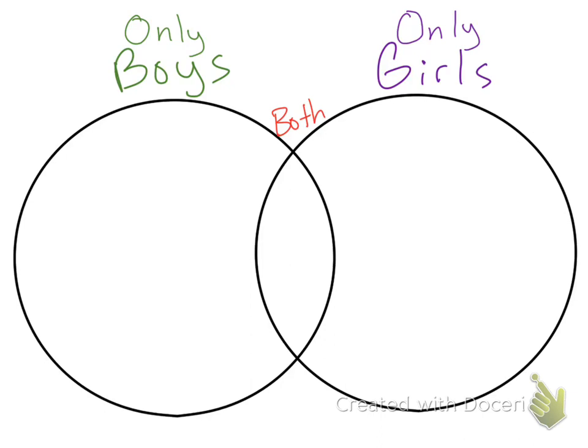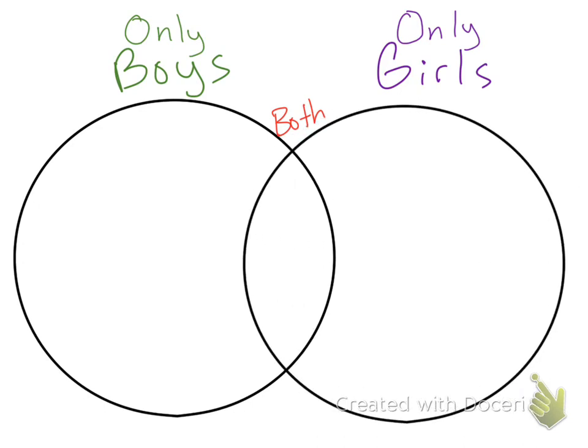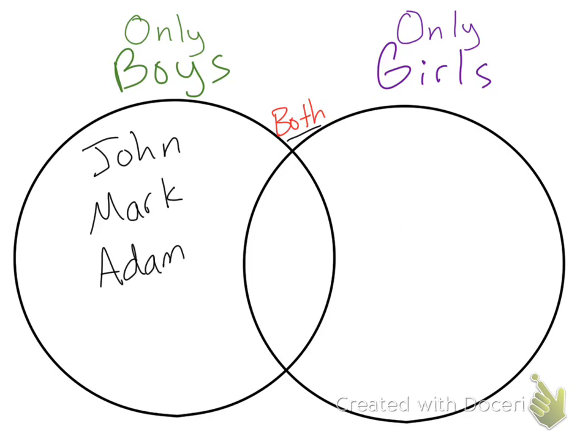Now, if I wanted, I could have these circles separate from each other, but I know some families have both boys and girls. So when I make my Venn diagram, I would write down the names of the students that have only boys in their family. So let's say that John, Mark, Adam, and Isaac, those students only have boys in their families. So I would write their names in the only boys circle.